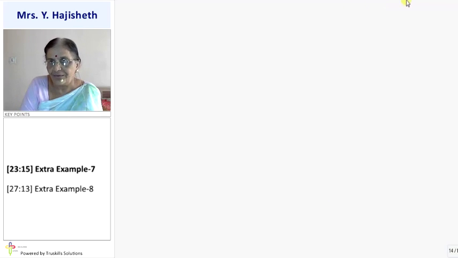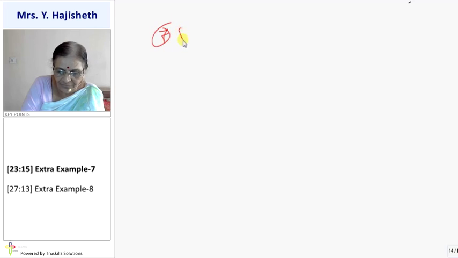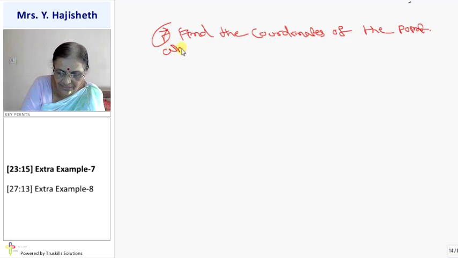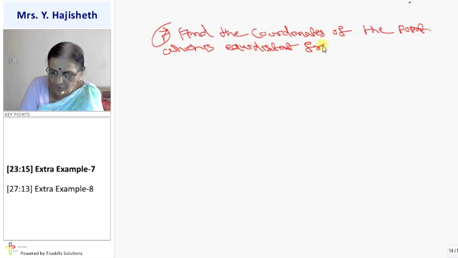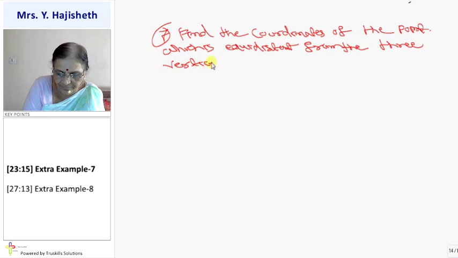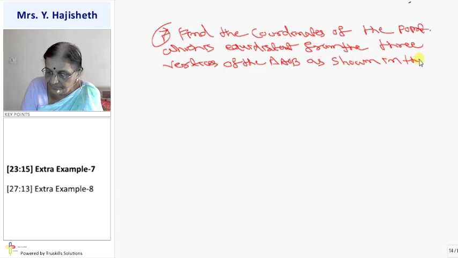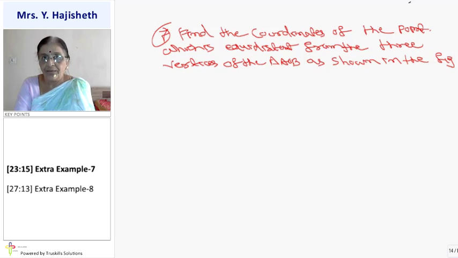Now question number 7. Find the coordinates of the point which is equidistant from the 3 vertices of the triangle AOB as shown in the figure. See, you have to find the coordinates of the point which is equidistant from the 3 vertices of triangle AOB.